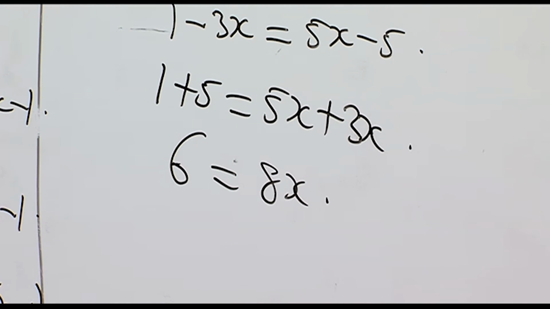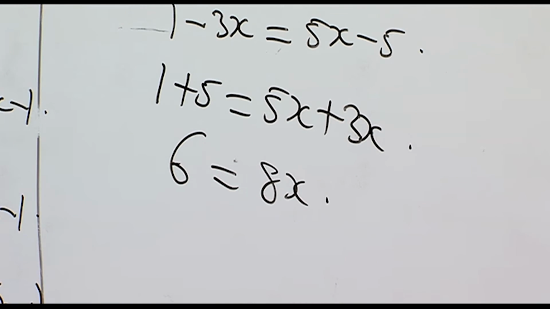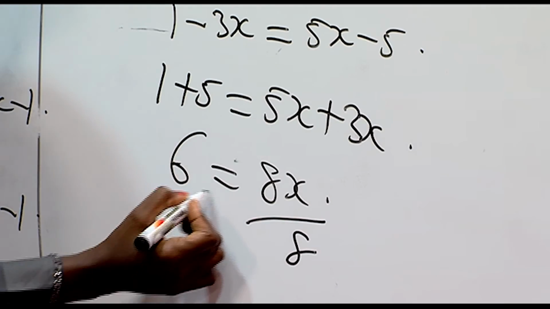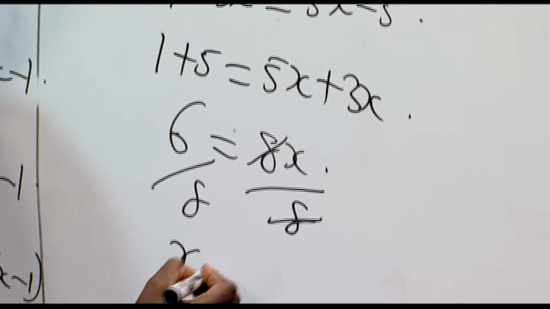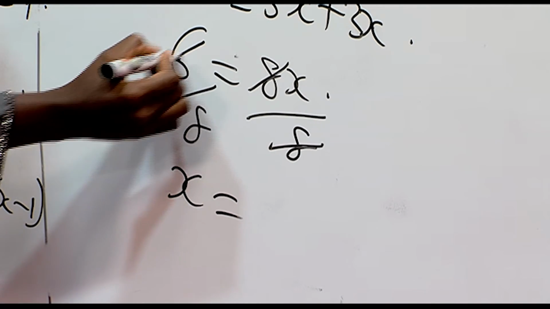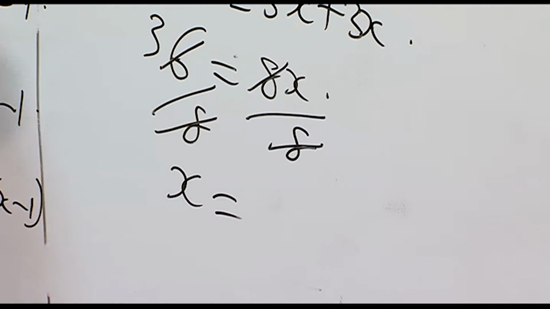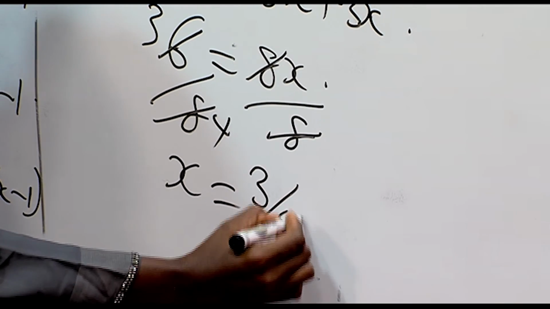Remember, we are looking for the value of x. That means we have to eliminate this coefficient of x, which is 8. How do we eliminate that? You divide both sides by 8 so that our x will be alone. Dividing both sides by 8, we cancel 8 here. Finally, our x is alone as the subject. Simplifying this, 2 can go. 2 in 6 will give 3. 2 in 8 will give 4. So our final answer is 3/4.